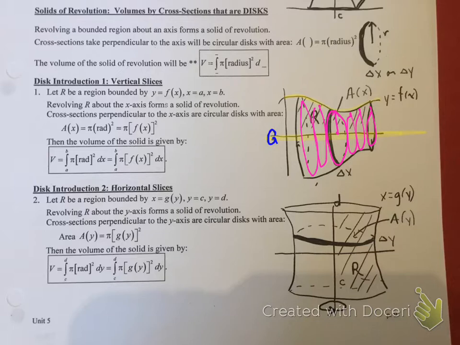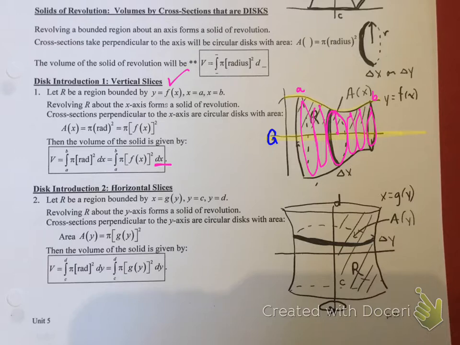So what do we do here? If we are doing vertical slices, then the region is bounded by x equals A to x equals B. We are going to take pi times the radius squared. So the radius is going to be the function f of x, and we need to tack on dx because we're integrating around the x-axis, okay? And once again, this is for vertical slices. So how do I determine if they're vertical or horizontal? You got to draw the function, okay?